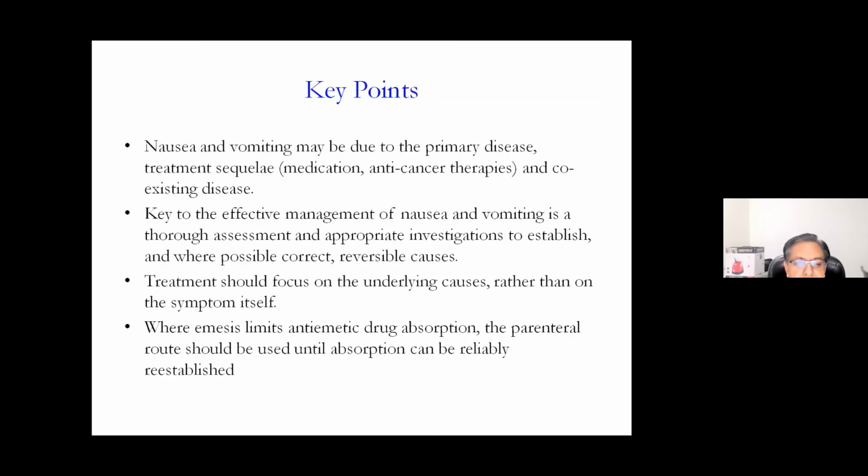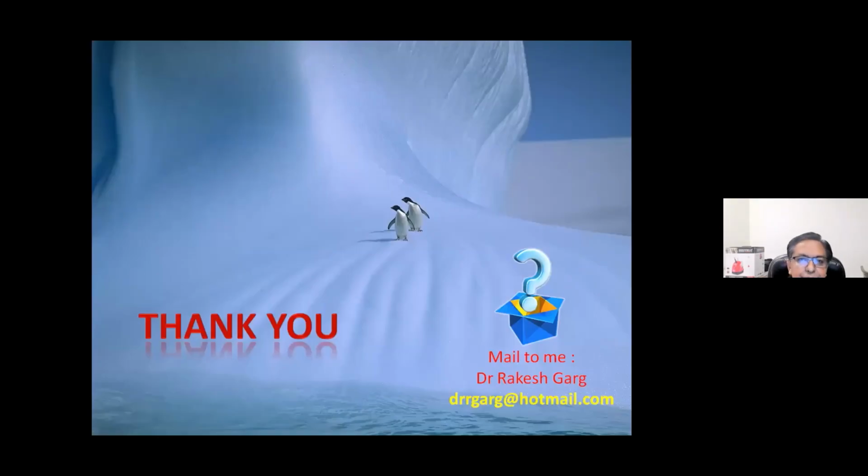Where emesis limits antiemetic drug absorption, the parenteral route should be considered, in addition to the other drugs which are being taken by the patients, especially analgesics. They may also need to be converted to parenteral for some time till the nausea and vomiting is taken care of, and then these drugs can be converted to oral therapies and tapered off as and when required. Thank you so much.